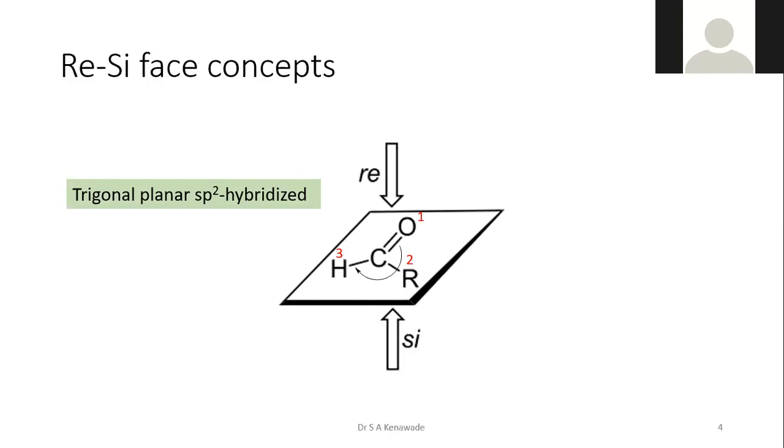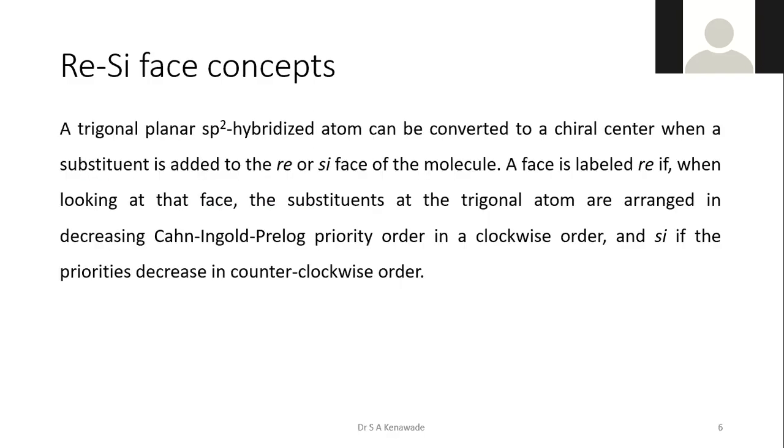If we see this molecule from the bottom side, you observe that again oxygen is priority 1, R is the priority second, and hydrogen is the priority third. Then the movement of the arrow from 1 to 2 is in the anti-clockwise direction, hence the bottom face is the Si face. This is the explanation of the Re face and Si face concept.